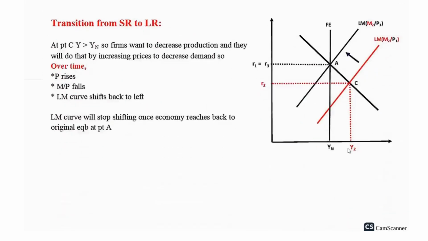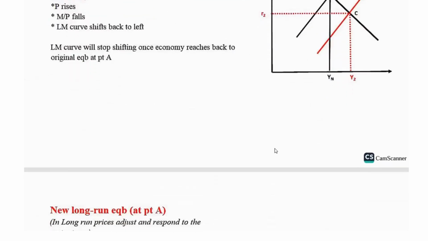Now let's look at the transition from short run to long run. Now at point C, output is above the potential level, Y2 is greater than Yn. So firms want to decrease production and they will do that by increasing prices to decrease demand. So over time, prices will increase, which will cause the real money supply to decrease and the LM curve will shift back towards the left. It will stop shifting once we reach back to the original equilibrium at point A, where output is equal to the potential level of output.